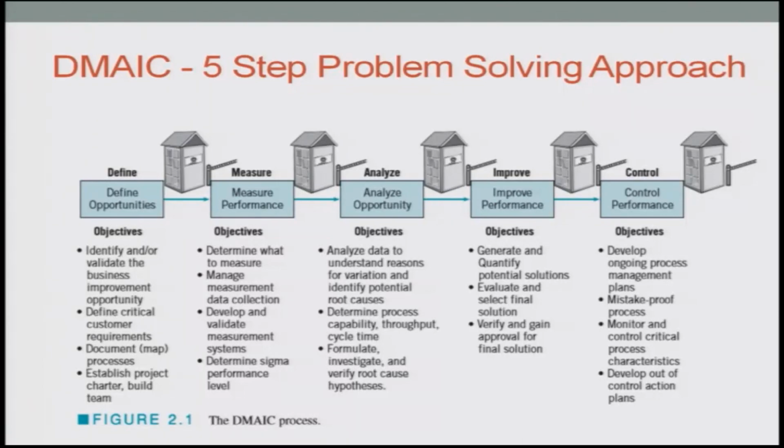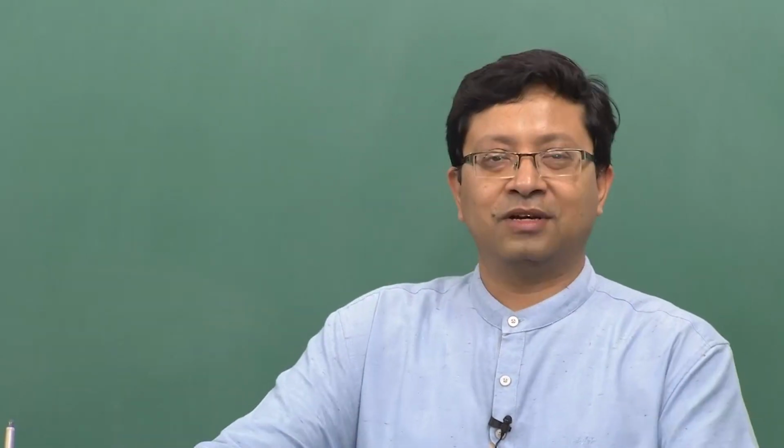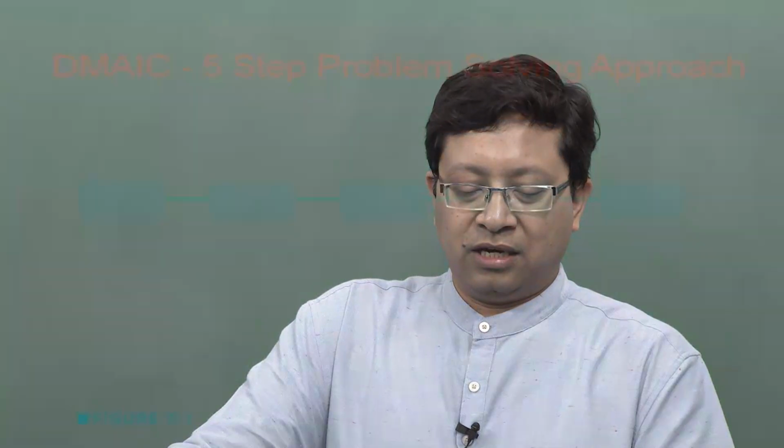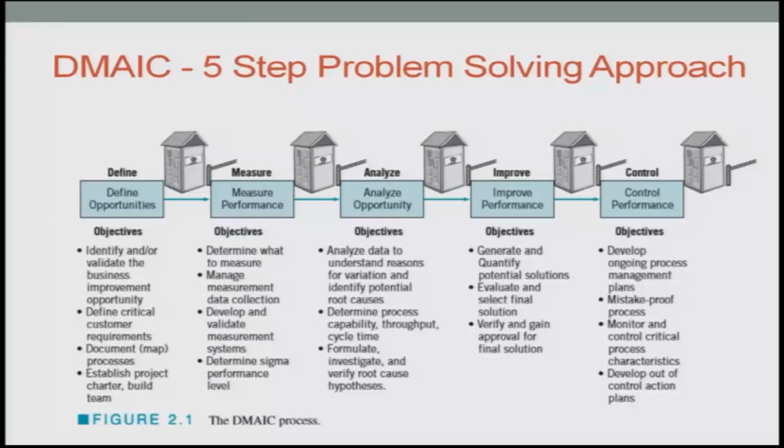So, I will start afresh with full enthusiasm the discussion of the 5 steps of the problem solving approach for quality. To rehash the main bullet points based on which we will discuss, the DMAIC steps are define, measure, analyze, improve and control. So, the objectives for define opportunities are identify and/or validate the business improvement opportunity.